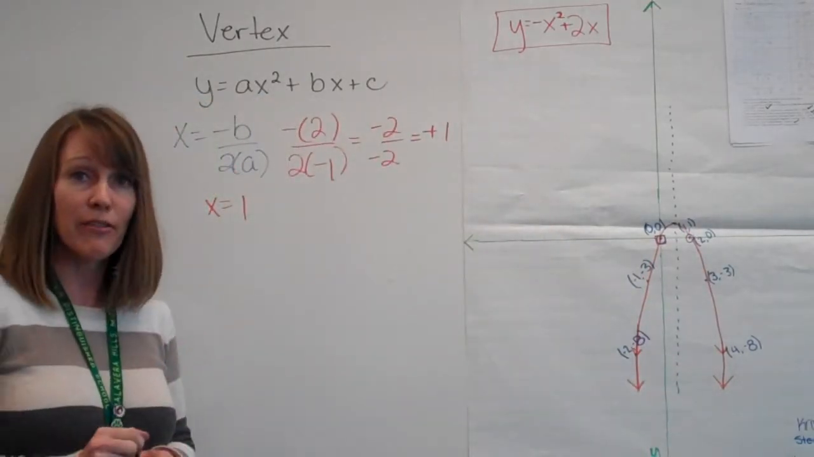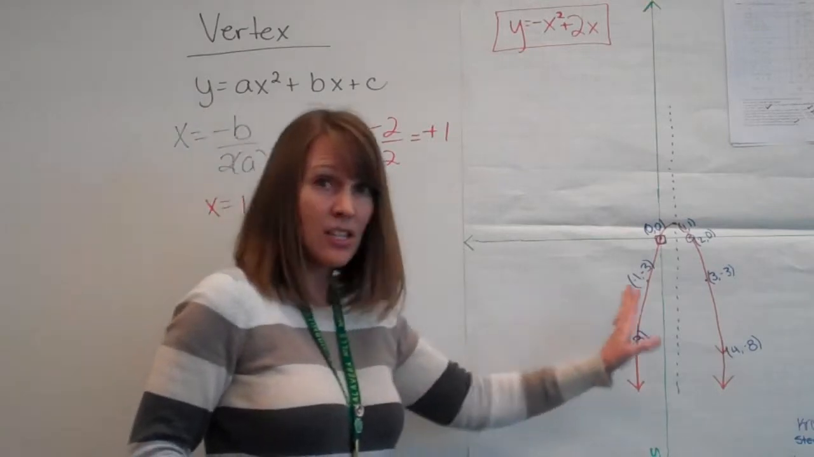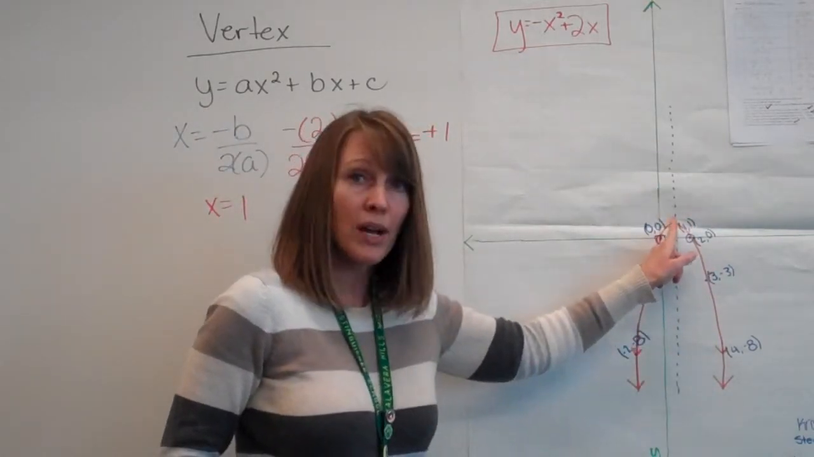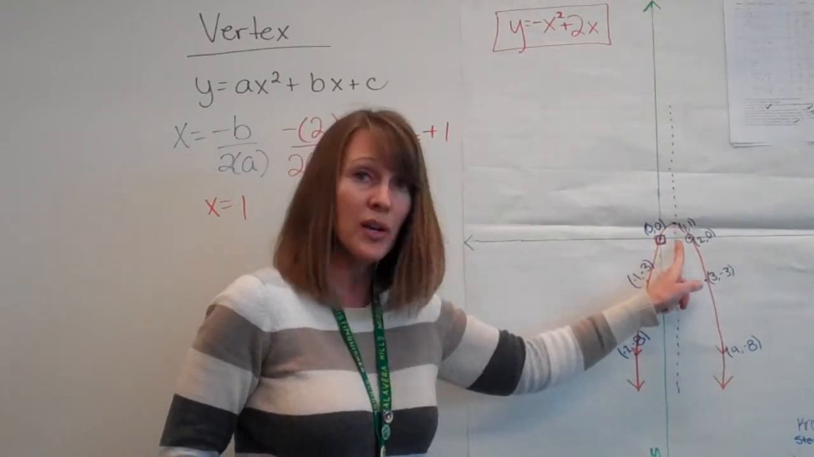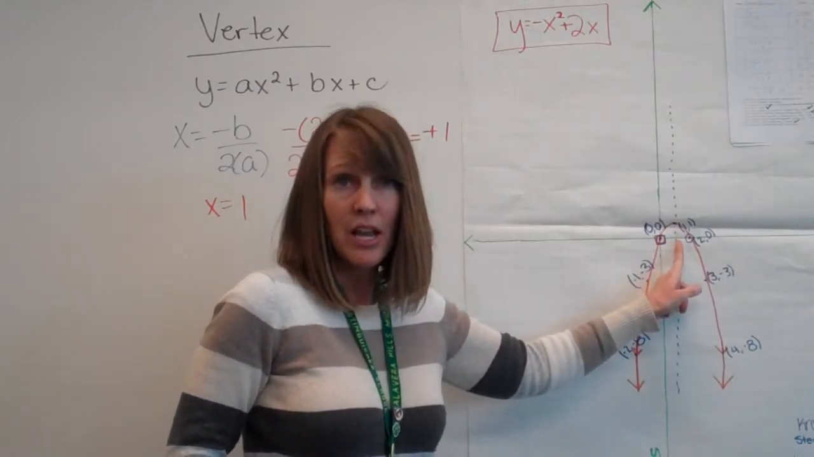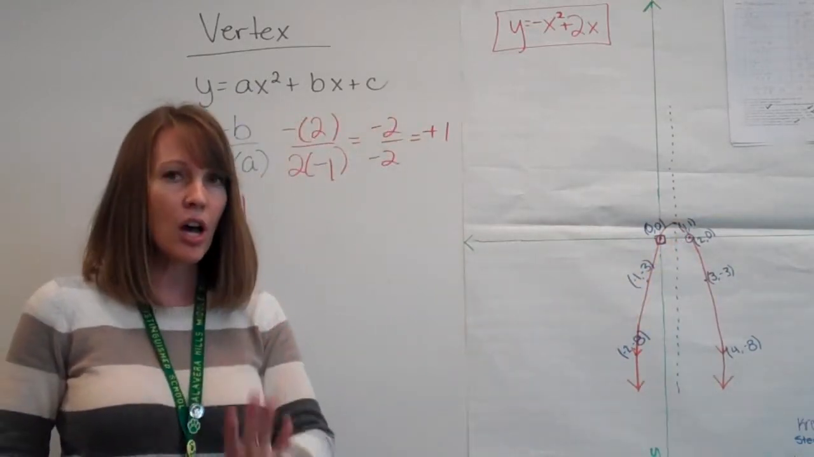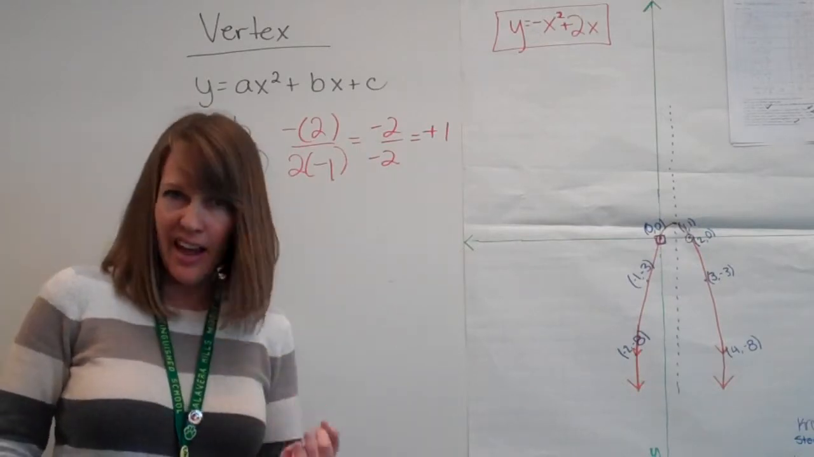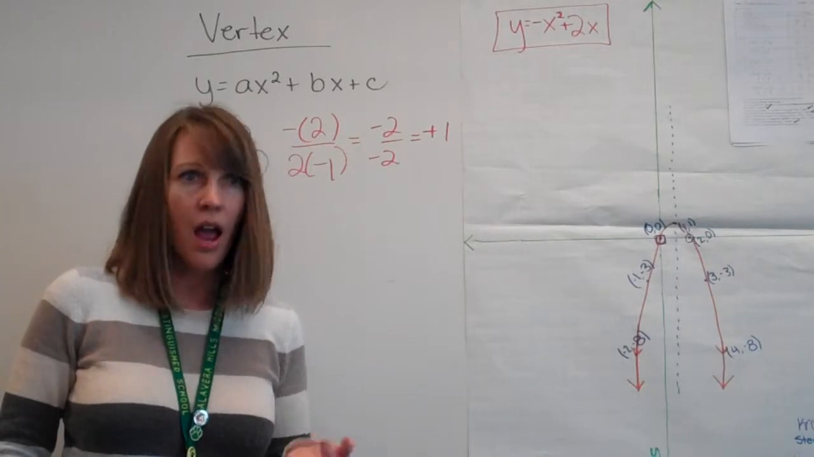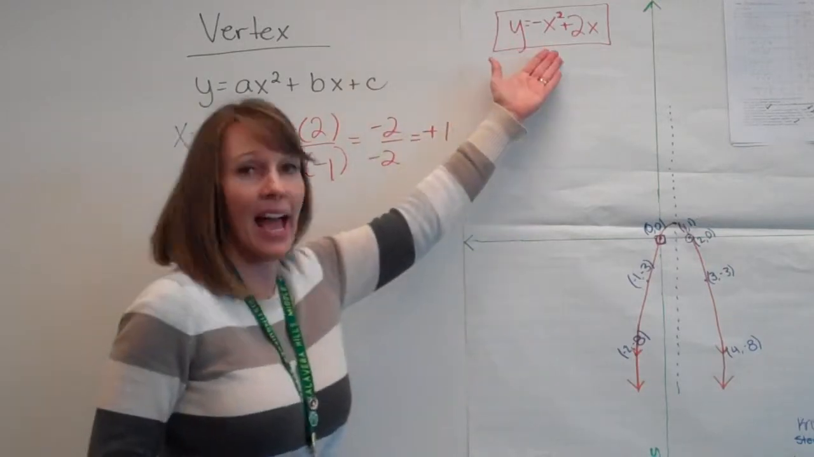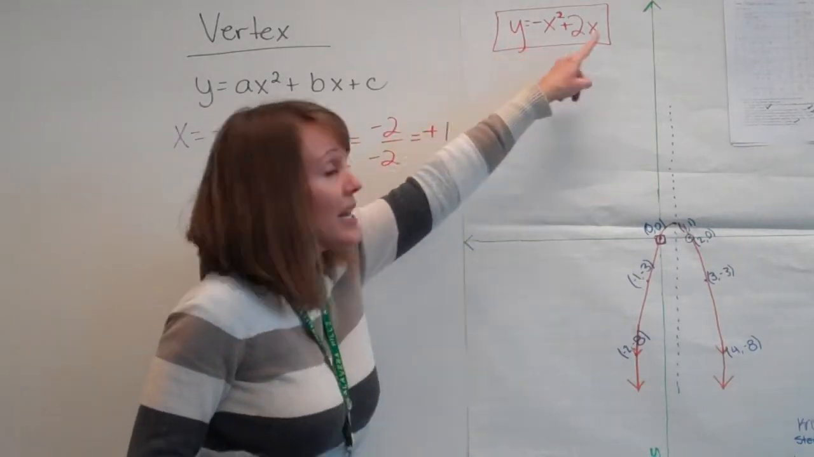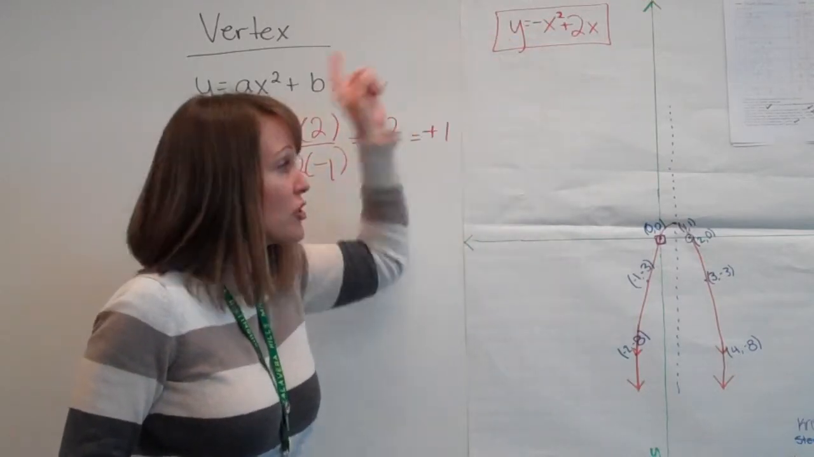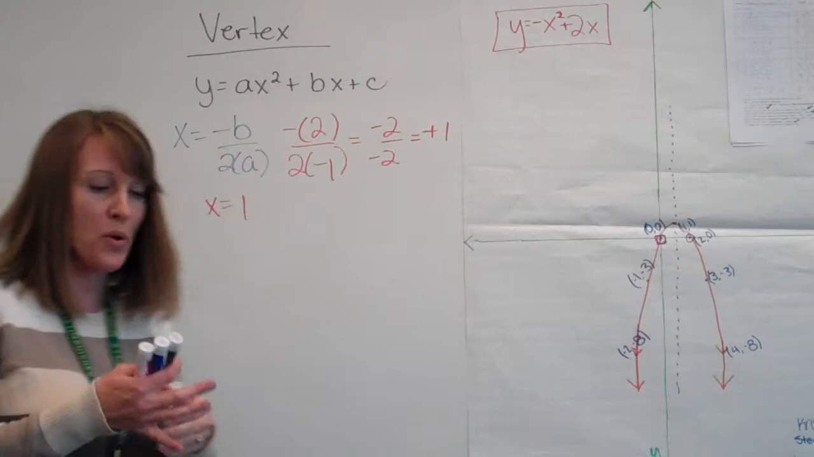Now, we want to find the vertex. We know the vertex is on this line of symmetry. And if I'm going to find the value of this point, I already know the x value is 1. So now think about it. If I know that the x value is 1, can I figure out what the y value is? Yes, I can. I have the equation. I know what x is, so I can substitute it back in. I can find the y value to find out exactly where that turning point is.